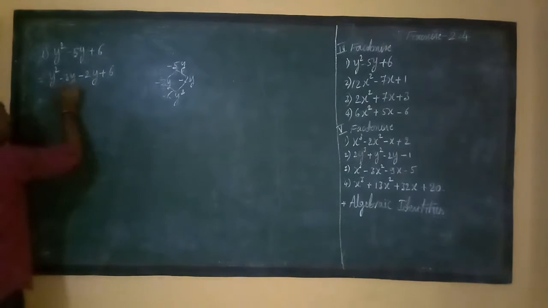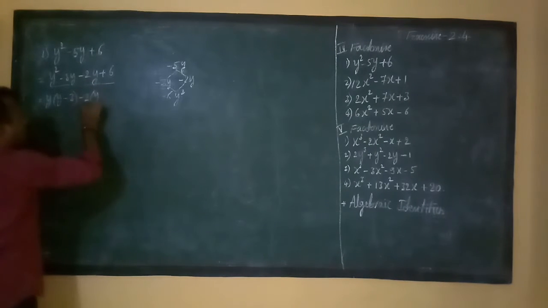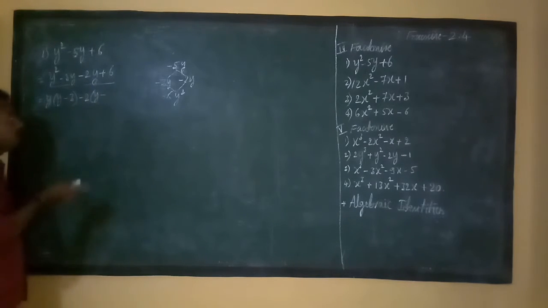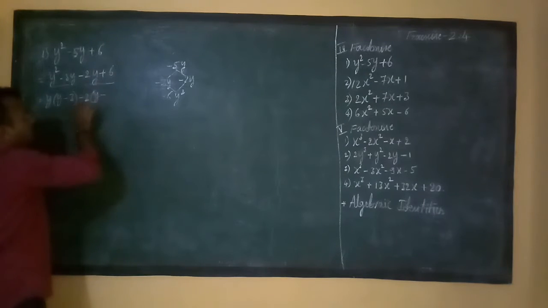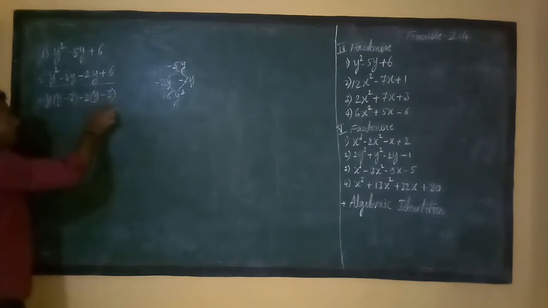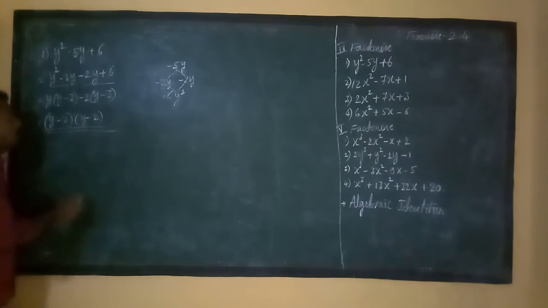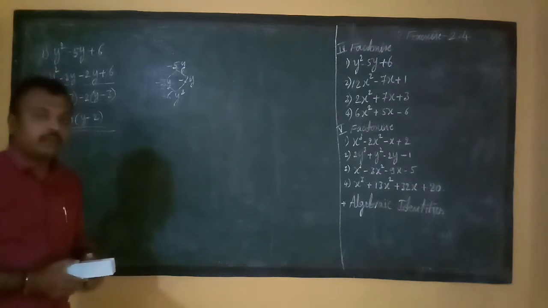Now we have to make the groups. Take y as the common factor, and the remaining is y minus 3. In the next group, minus 2 is the common factor, so y is remaining, because I am taking the minus sign as the common factor, the signs inside change: minus becomes plus, and plus becomes minus. Minus into minus is plus, and 2 threes are 6. So y minus 3, y minus 3. Again take out the common factor y minus 3, and the remaining is y and minus 2. So these two are the factors of y square minus 5y plus 6.